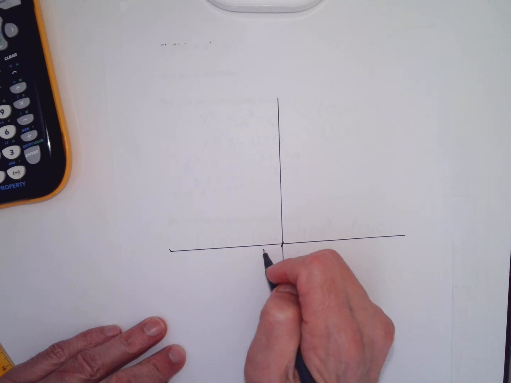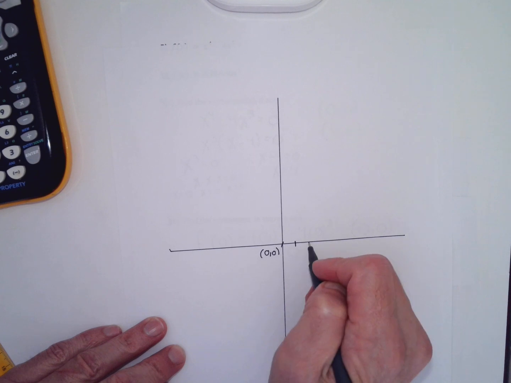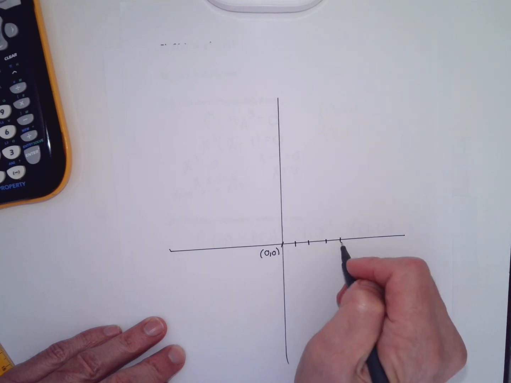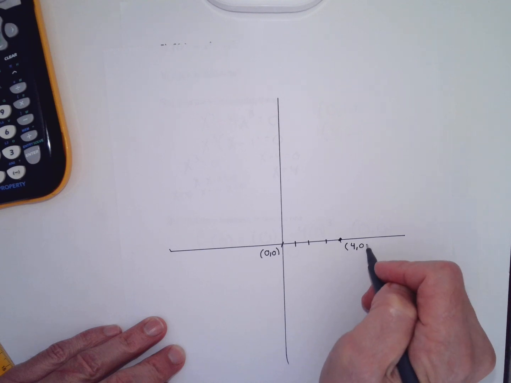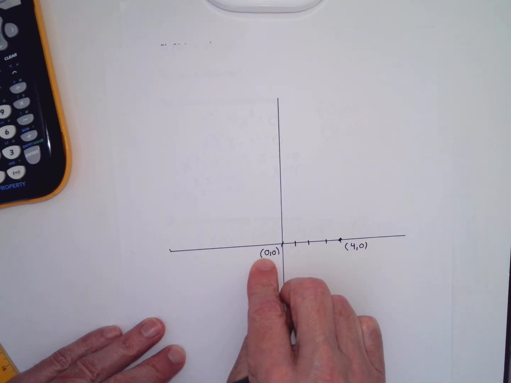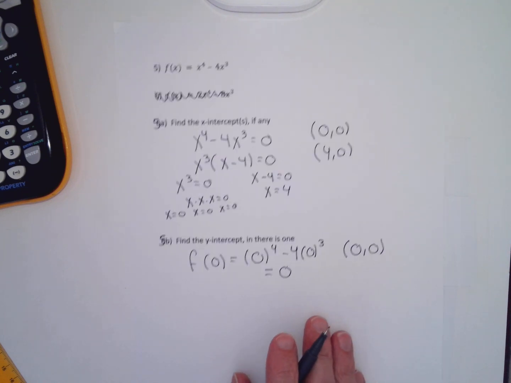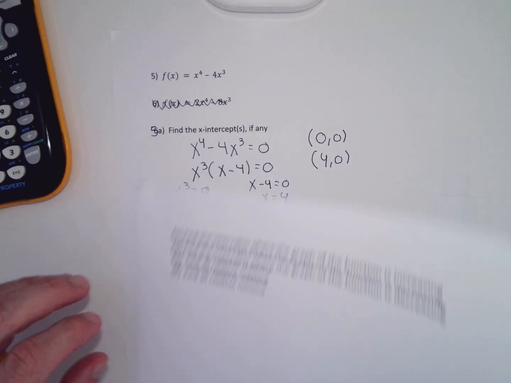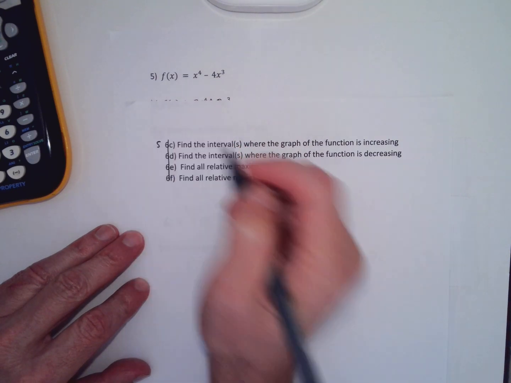I'm going to plot the point (0, 0). That's the origin. And then 1, 2, 3, 4, 0. So I've plotted my x-intercepts, both of them, and this one's by default also a y-intercept. That's everything in terms of the intercepts. Now we're going to move on and do the increasing and decreasing, all for number 5 and not number 6.